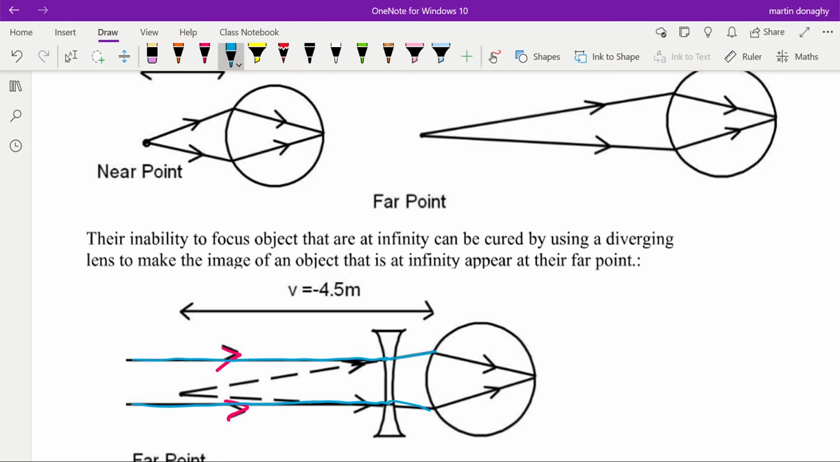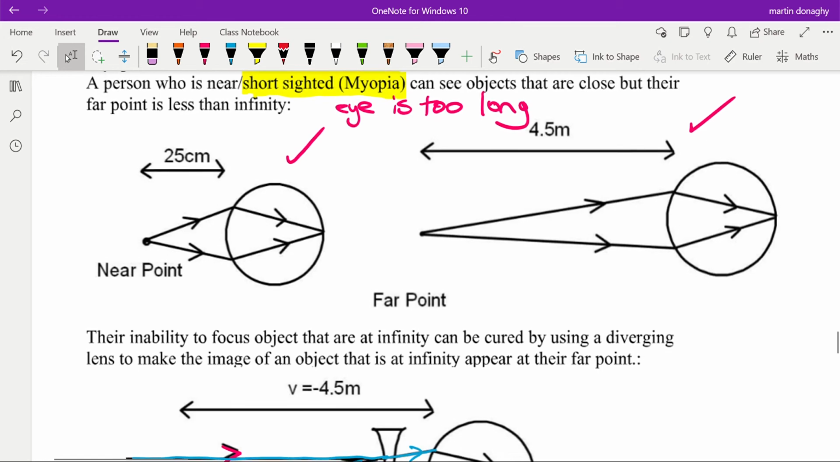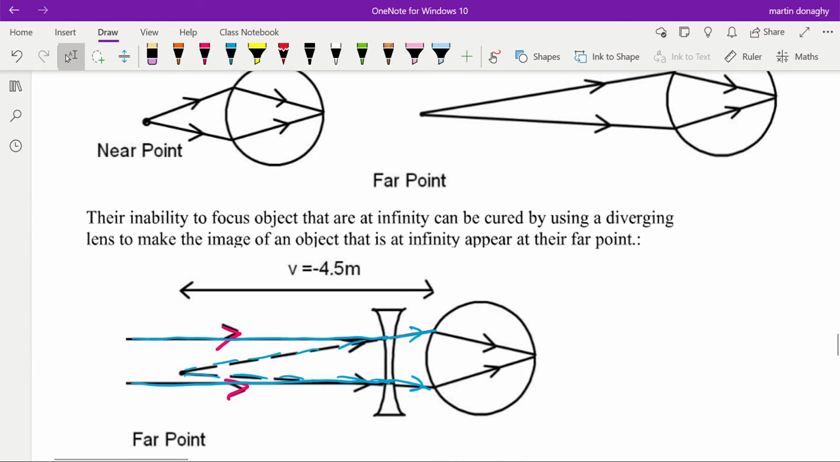We diverge the light before it enters the eye, so that that light appears that it's coming from that person's defective far point, which is 4.5 meters away rather than infinity. And then if the light enters the eye like it comes from 4.5 meters away, we know that the person can focus that. So this is how we fix short-sightedness. We use a diverging lens.